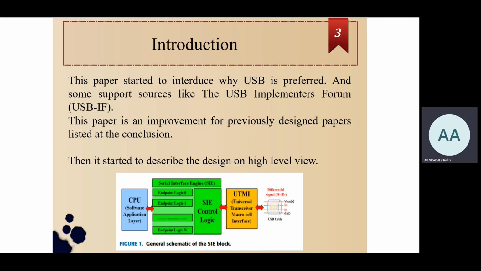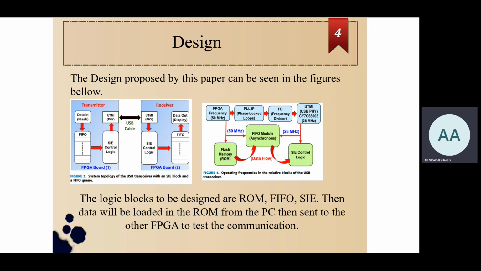The main design for this paper is, as can be seen in the picture, the green one. This is the design. We can see here how the data flows. Data will be initialized in the ROM, then it will flow to the FIFO, to the serial interface engine, then to the physical layer of the USB. And then it will be the opposite way on the receiver side.